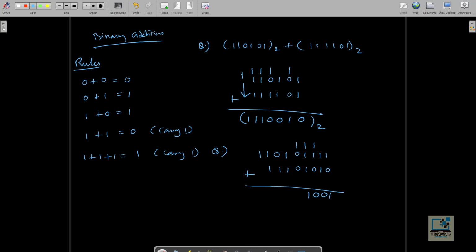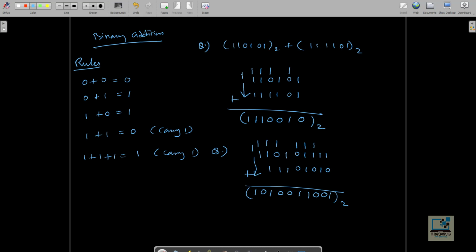1 plus 0 is 1, no carry. 1 plus 1 is 0 with a carry 1. 1 plus 1 is 0 with a carry 1. 1 plus 1 plus 1 is 1 with a carry 1. 1 plus 1 is 0 with a carry 1, and that last carry 1 will come down. So this is your answer.